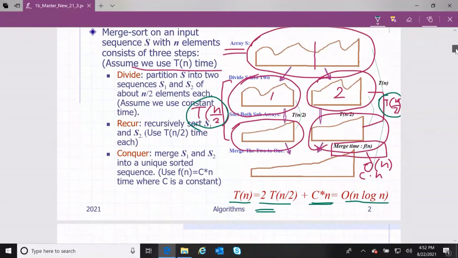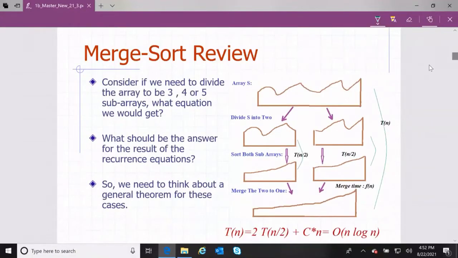What about if we want to divide the original array into 3 parts or 4 parts? What would be the recurrence equation? And what would be the solution of the recurrence equation?